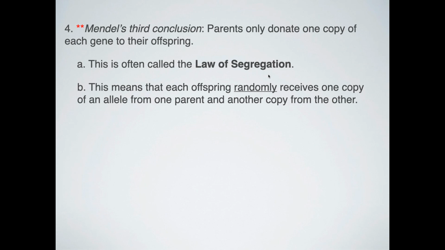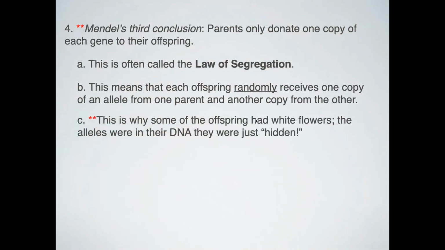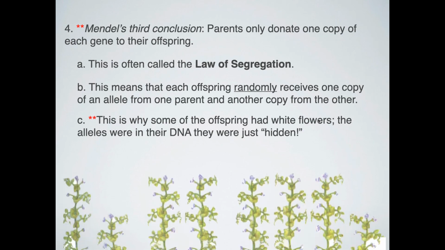So the fact that the mixed generation of parents, you're inheriting only one copy, that must have meant that the white allele was still there in the mixed offspring. It was just that it was being masked because purple is dominant. So that explained why the offspring had white flowers. They were still there. They were just being masked by the purple allele. And that is called the law of segregation.